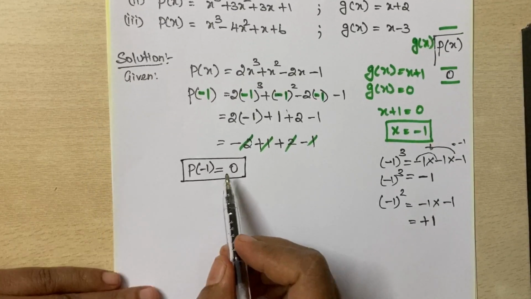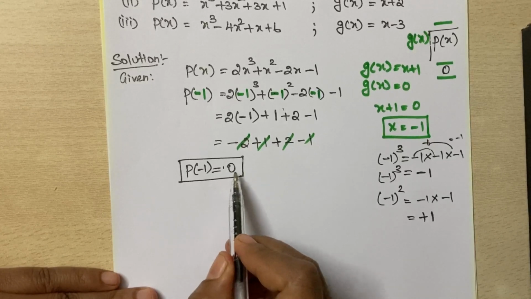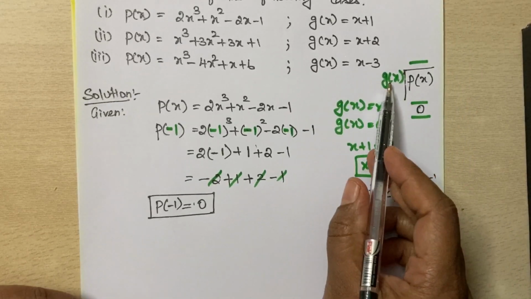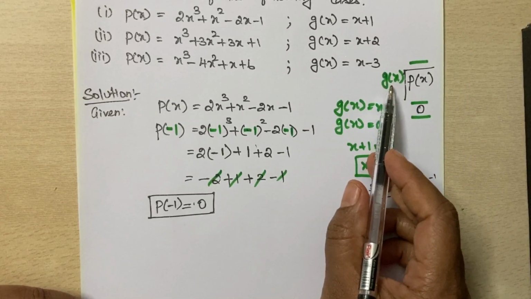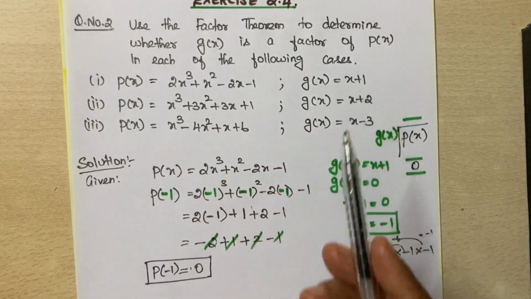Now, here it is very clear this is the remainder. If the remainder is 0, then g of x is a factor. We can say, in factor theorem, g of x is a factor of p of x.